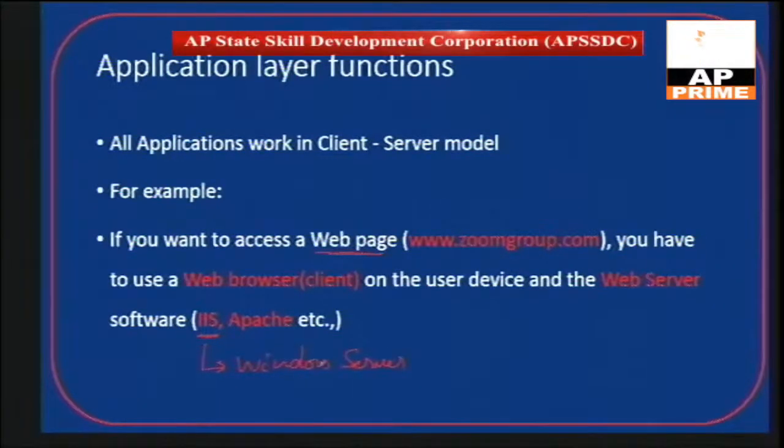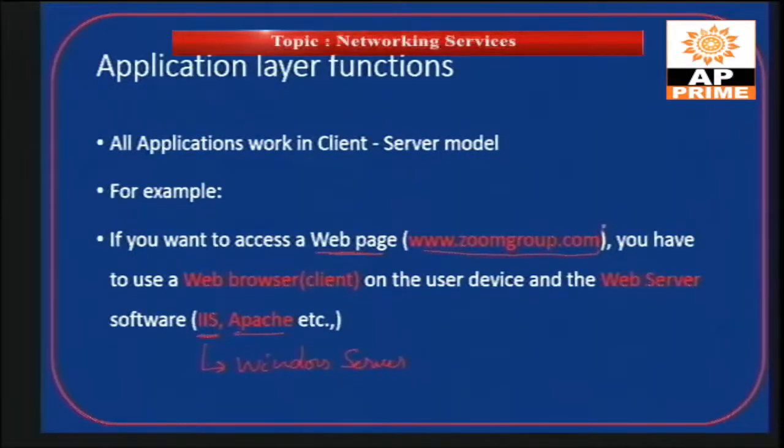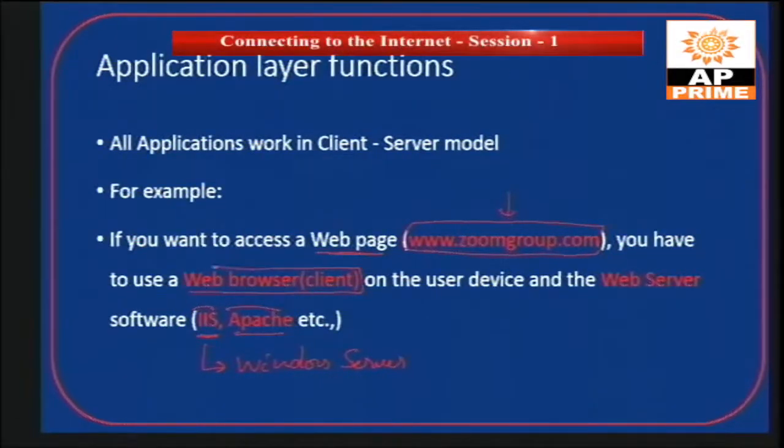Windows operating system, Microsoft Windows Server operating system has IIS, and we also have an open source called Apache. Apache Web Server provides applications to host web services. Suppose you want to access any web page, let's say zoomgroup.com or google.com. So these web pages have to be hosted on these servers, web server applications, and the client would be using a web browser to access these web pages.